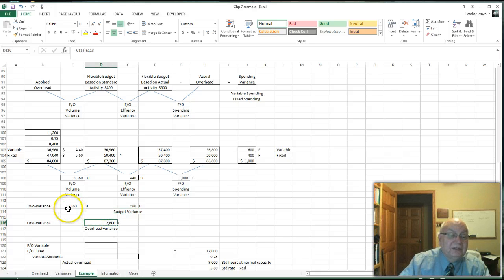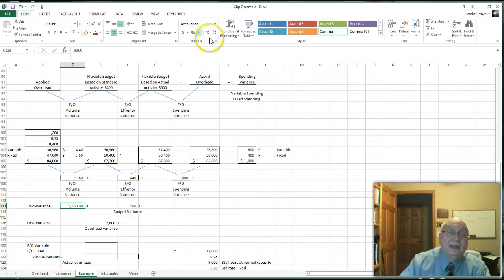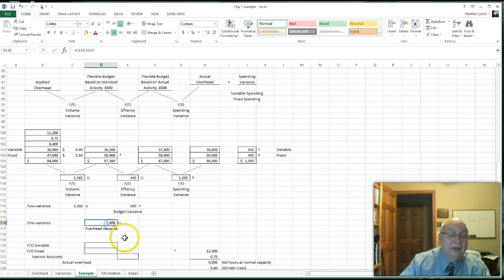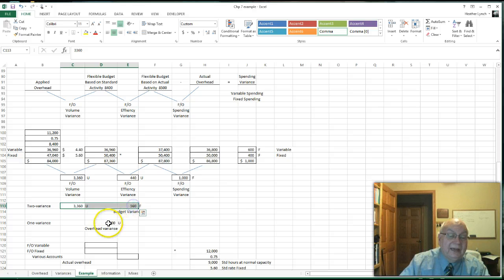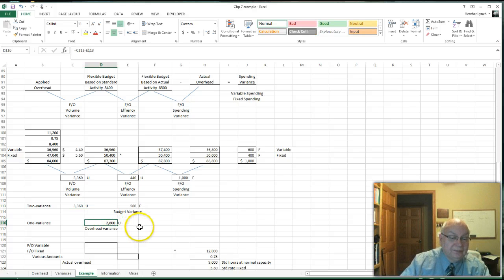And then this one is the 3360 unfavorable minus the 560 to get 2,800 unfavorable. That's the one variance. So that's how you get the two. These two added together gives you this one. Remember, it's favorable and unfavorable, so they're subtracted. And then these two added together gives you this one for the same reason. Okay.